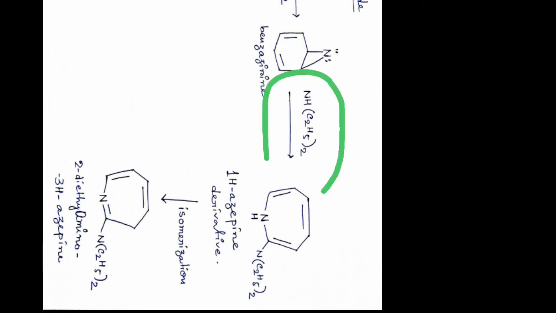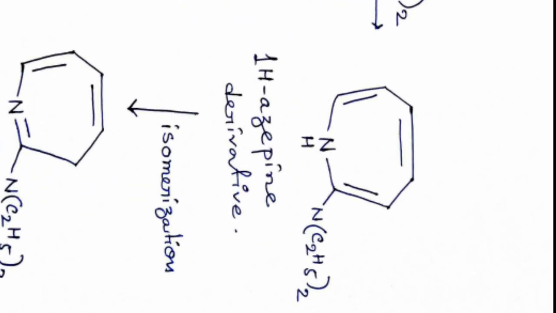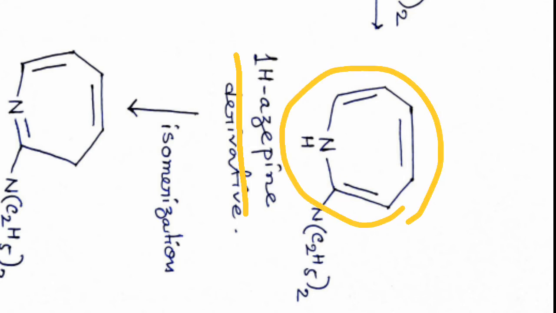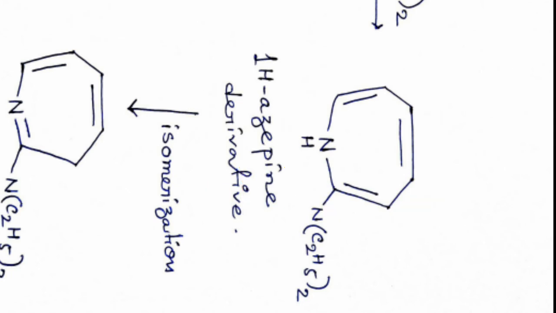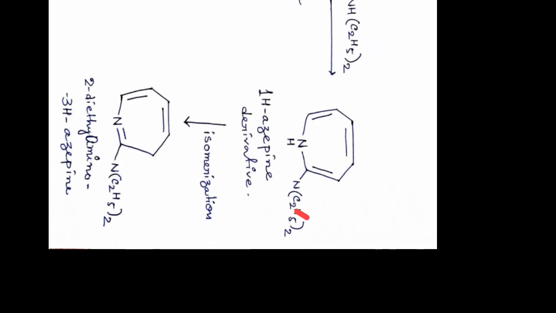Now the next step of this reaction is that whenever benzazirine reacts with this specific reagent, very simple name, diethylamine. So whenever benzazirine reacts with diethylamine, it is converted into this specific structure. Now the name of this structure is 1H azepine.